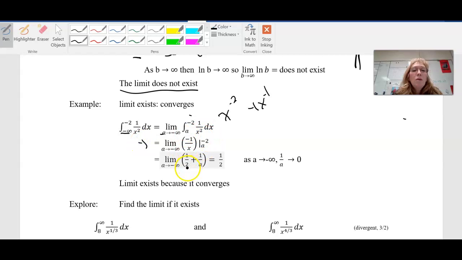So we'll plug in the negative 2 first, and we get a half. Plug in an a. We're subtracting, right? And we got minus a negative 1 over a, which gives us a positive 1 over a. Well, now, as a approaches infinity, 1/2 stays 1/2, but 1 over a approaches 0, because as the denominator gets big, the fraction gets small, and this approaches 0, leaving us with 1/2. So this converges because we actually found an answer. We can find this limit.